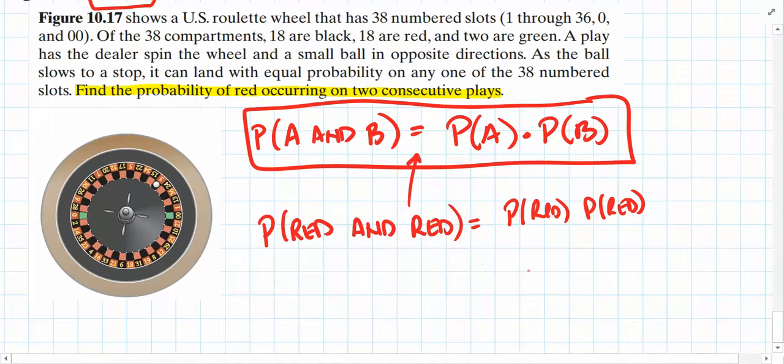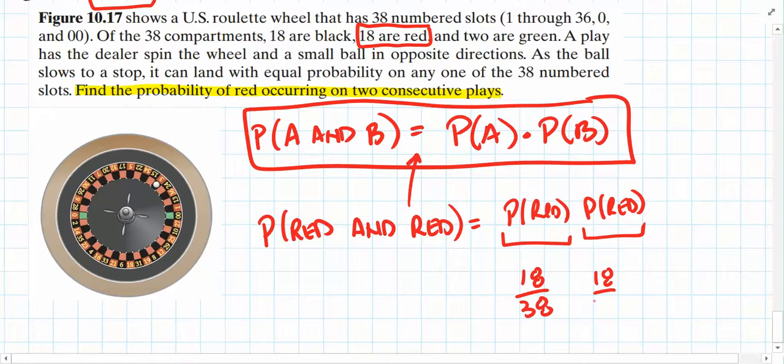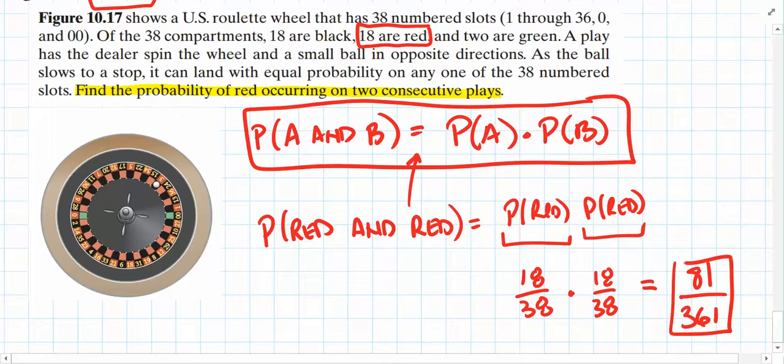So let's figure out what's the probability of getting a red. Well, it says here there are 18 red out of the 38. So this is going to be 18 out of 38. And then the probability of getting a red again is just 18 out of 38. And since we are trying to figure out the probability of getting a red and another red, we're going to end up multiplying these 2 together. Remember, when you multiply fractions, you multiply straight across, and you end up with 81 over 361 once you reduce the fraction.